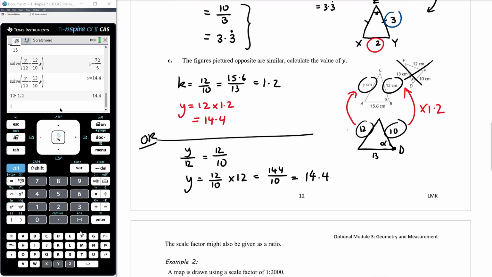Okay, alternatively, as I said, you just start off by setting up a ratio statement. y divided by 12 is the same as 12 divided by 10. Get your CAS to solve that for you. It will get you straight here, or solve it by hand, depending on how strong your algebra skills are.